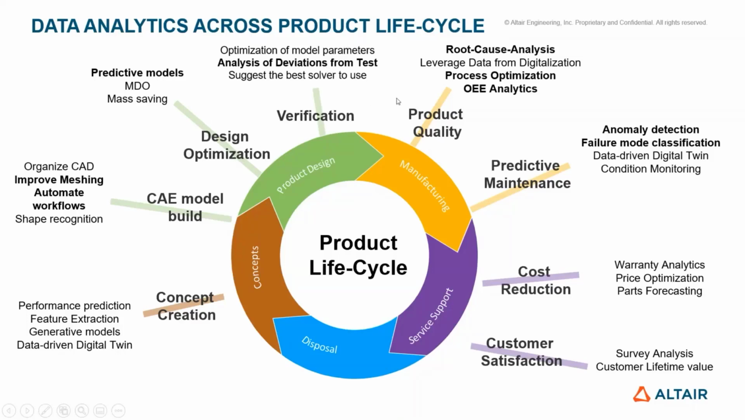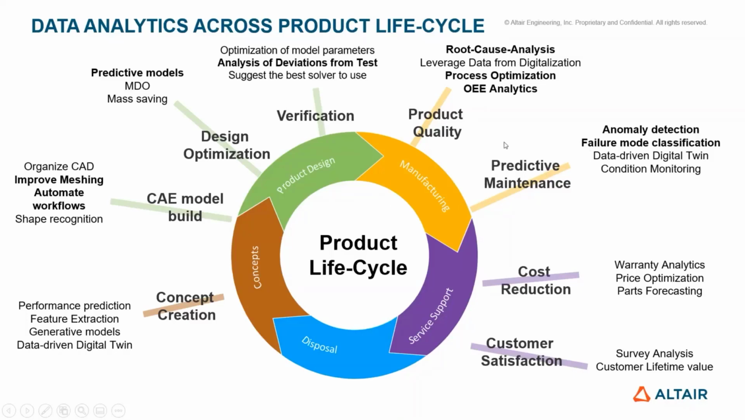Verification. People are doing a lot of physical tests. How can you reduce them, because each physical test is very costly? You have to completely define and build that prototype, and there is the cost of building the prototype, the time, and the testing. The testing setup is very costly. How can you reduce the number of verifications? How can you improve the product quality? How can you understand what factors are influencing it, through root cause analysis? All these things you can do.